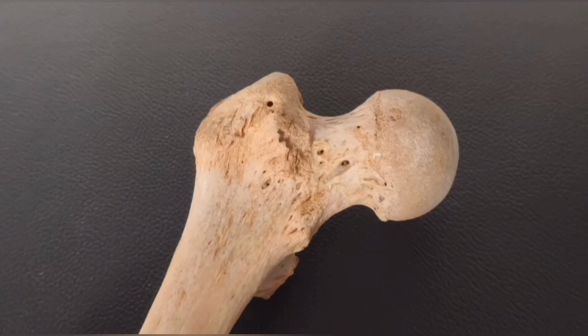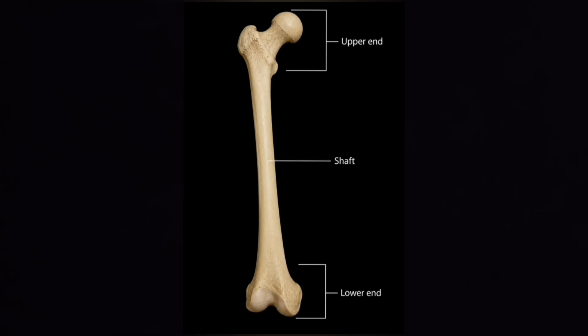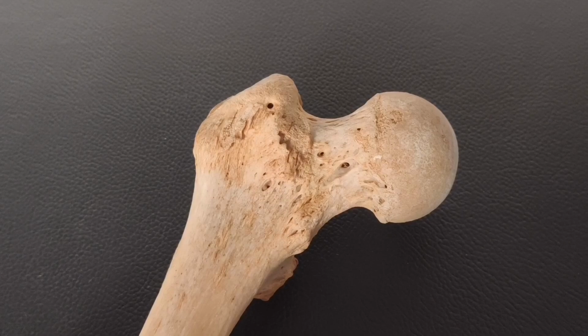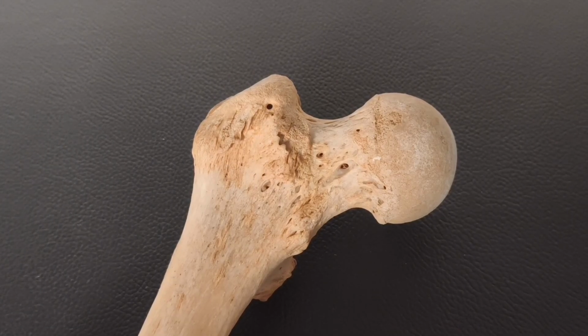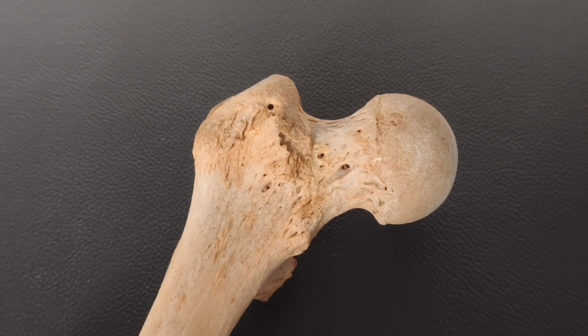So without wasting time, let's get started. Talking about the femur bone, it is divisible into three parts: the upper end, the shaft, and the lower end. So now let's learn the features of the upper end of the femur. The upper end of the femur has 6 important features.